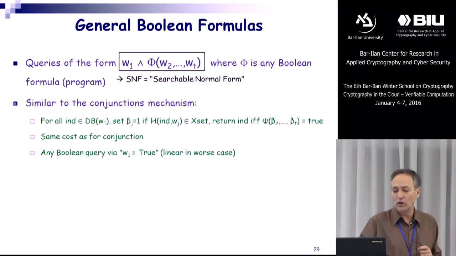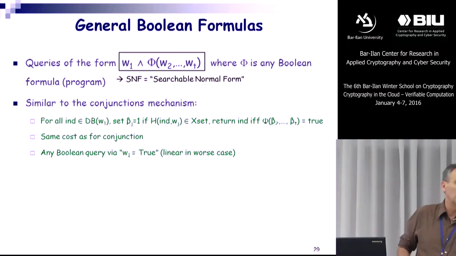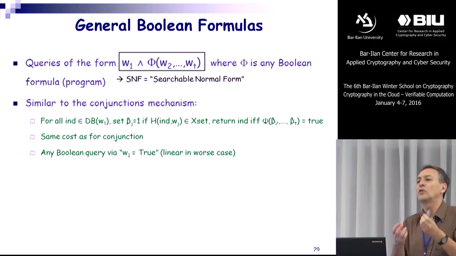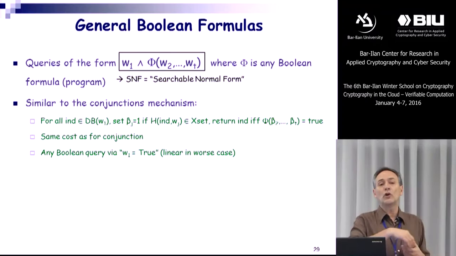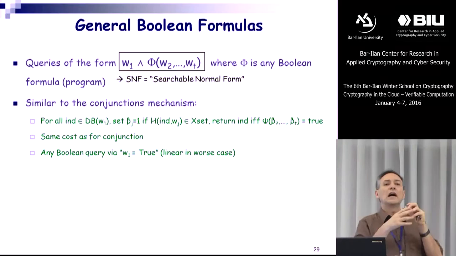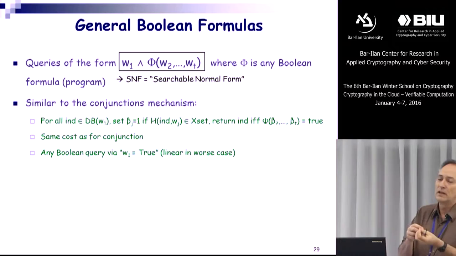And basically, it's exactly the same solution as the conjunction solution, because in the conjunction solution, what we did is take W1 and look for all the documents where the X terms were there, right? For W2, we had this hash function answering the question, is W2 in the document? Is W3 in the document? So we can do exactly the same thing here. You take W1, you go over the list of all documents that have W1, and for each of them, you ask for W2 to Wn. If they are there, that gives you the Boolean value, yes there or not there. And now you can apply the Boolean function to that.